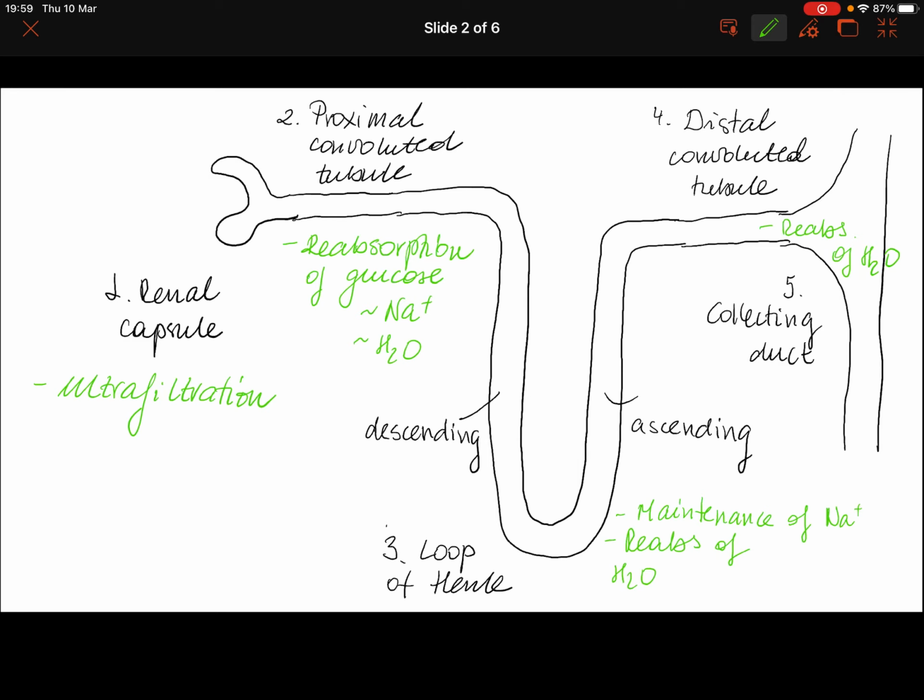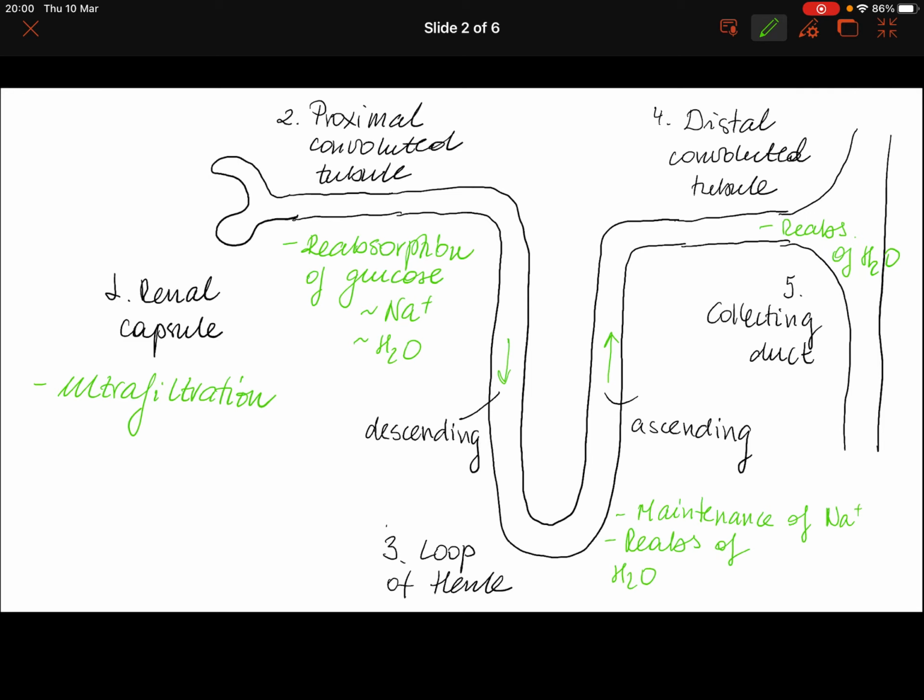After the proximal convoluted tubule, we've got the loop of Henle, which is made of two limbs, descending, going down, and ascending, going up. This part of the nephron is responsible to maintain a gradient of sodium ions, and also here we will see some absorption of water. Going up, we are reaching the distal convoluted tubule, which leads us to the collecting duct, and both of those parts of the nephron are responsible for the further reabsorption of water.